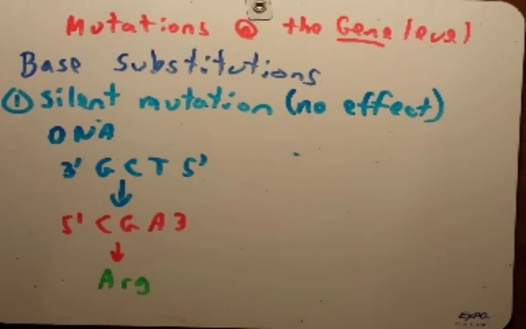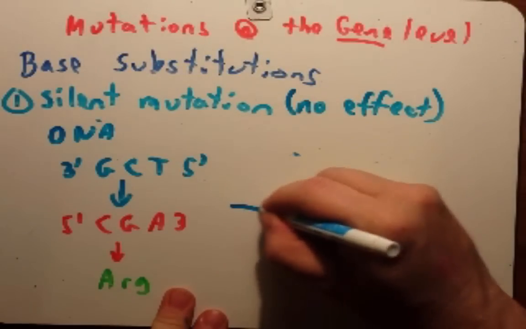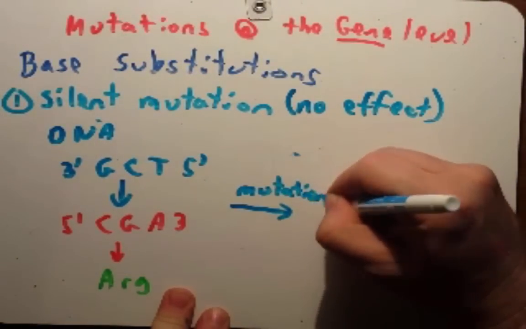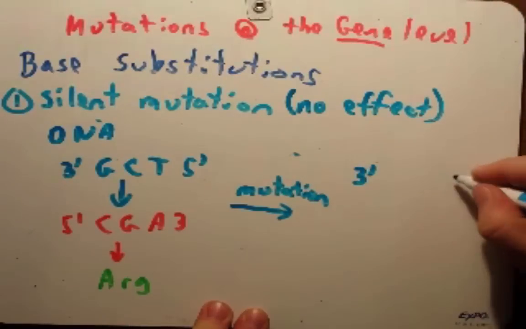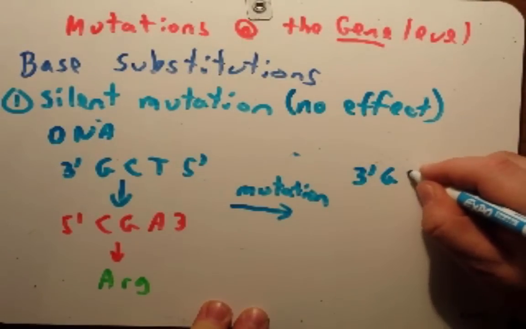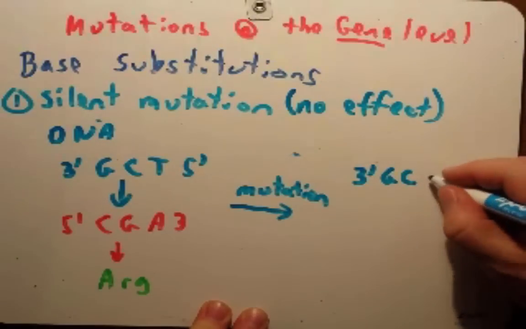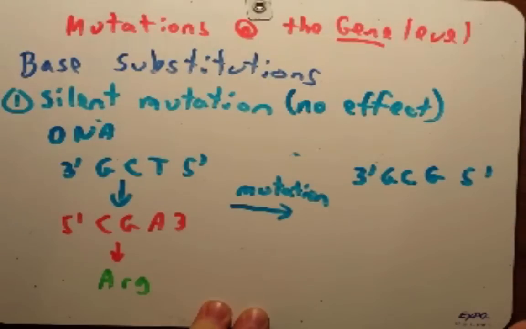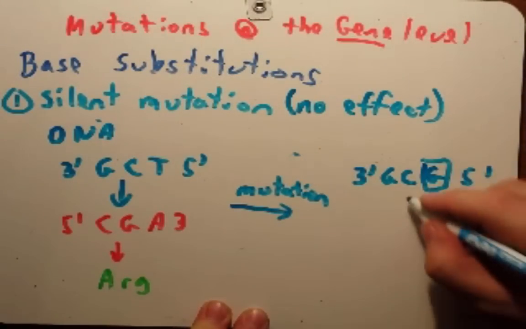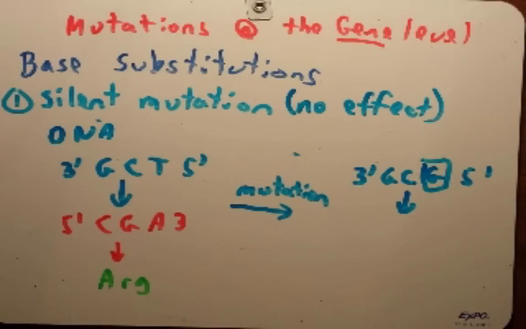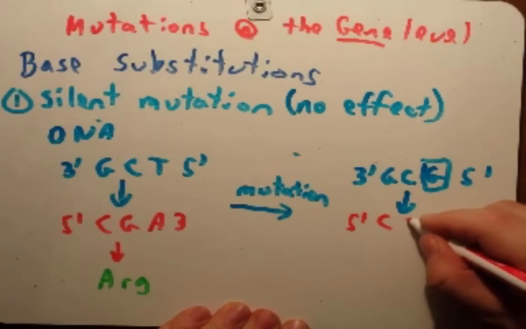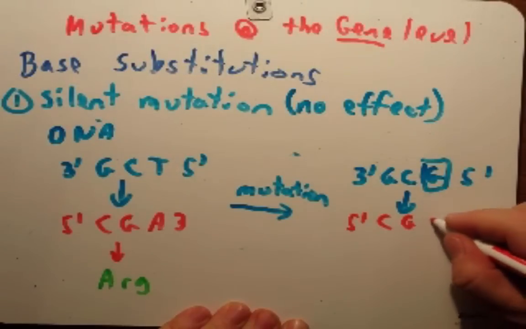Now if we have a silent mutation, so we'll draw a line here and say mutation on it. Again, it's going to be a base substitution. Our new strand is going to be 3' to 5'. And so we're going to keep that G, and we'll change that to C, and we'll make this a G. Now, again, this is the part that's been mutated. We've changed it from a T to a G. It gets transcribed now, and 5' to 3', it's going to be C, G, C.